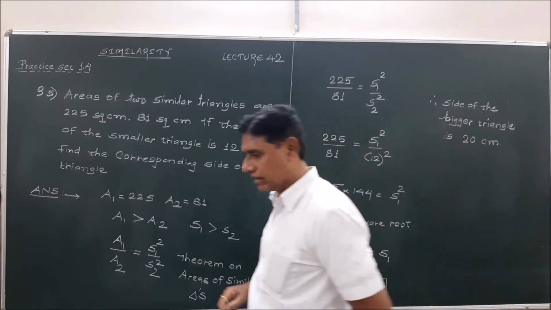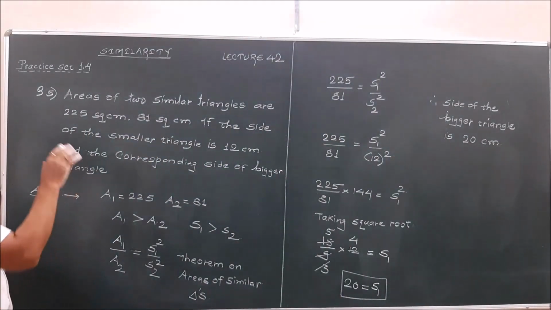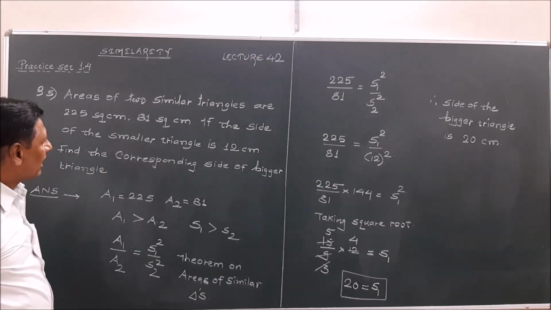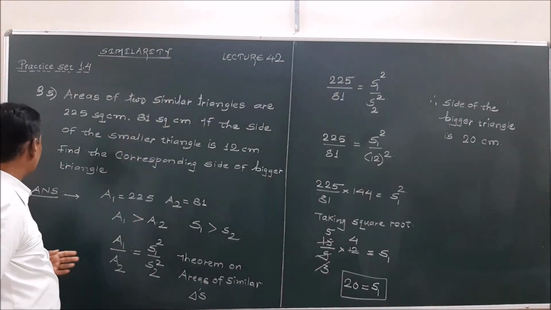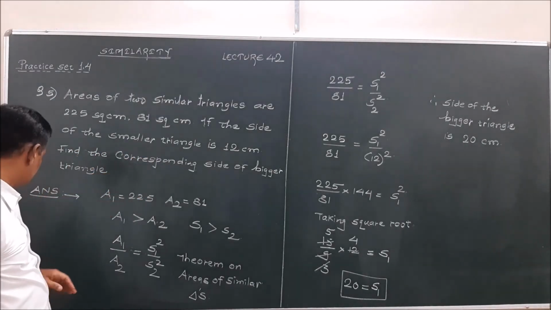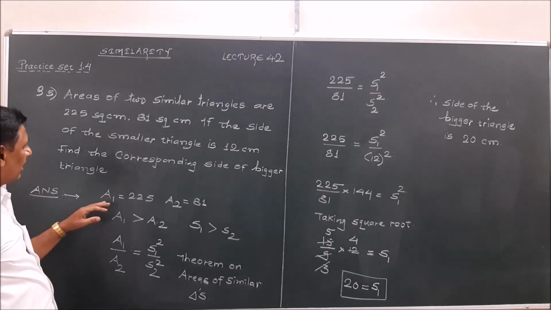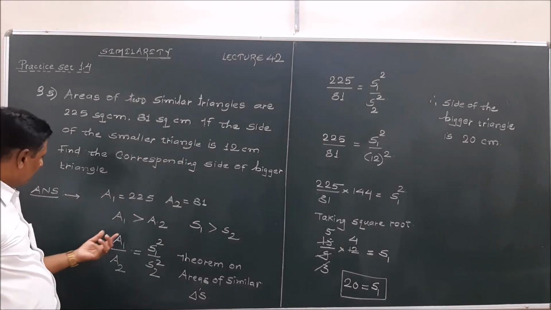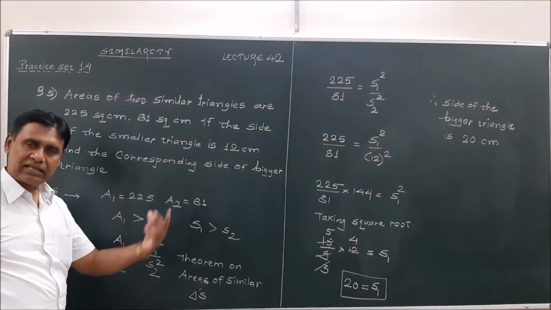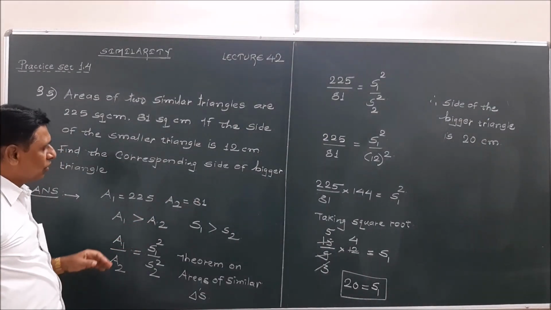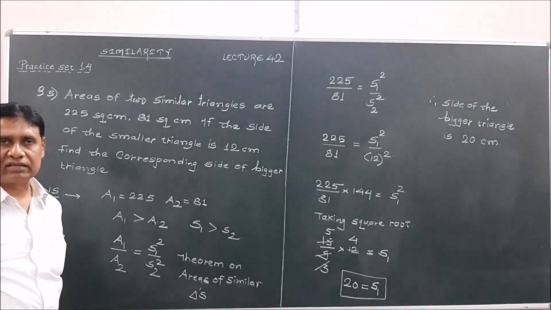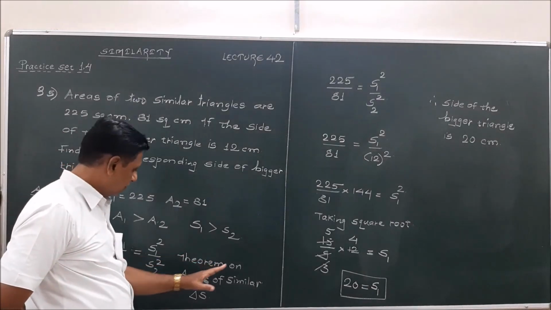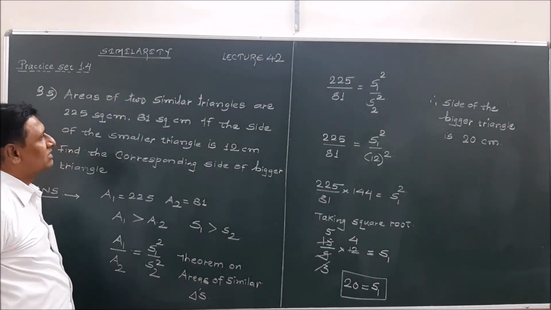Okay, now try to understand again. Areas of two similar triangles are 225 square centimeter and 81 square centimeter. If the side of the smaller triangle is 12, find the corresponding side of the bigger triangle. Now you will find A1 I have taken it as 225. A2 I have taken it as 81. Of course, if this area is greater than this one, A1 is greater than A2, therefore naturally S1 is greater than S2. So A1 upon A2 is equal to S1 square upon S2 square. I mentioned over here. Theorem on areas of similar triangles.